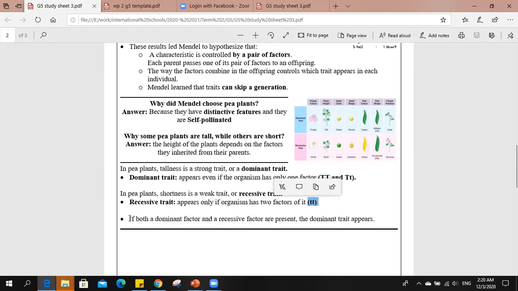Okay, so in here it says that if both dominant and recessive factors are present, the dominant trait will be the only one to appear.